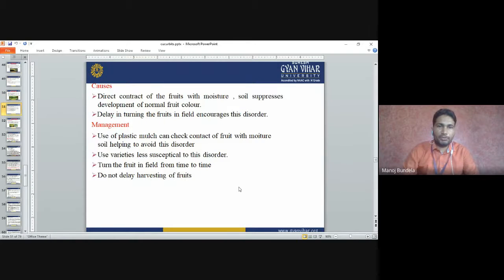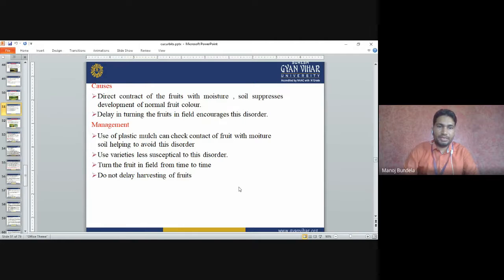Direct contact of the fruits with moist soil suppresses the development of the normal color of the fruits. Delay in turning of the fruits in the field encourages the disorder. Management: use of plastic mulch can check contact of the fruits with moist soil, helping to avoid the disorder.